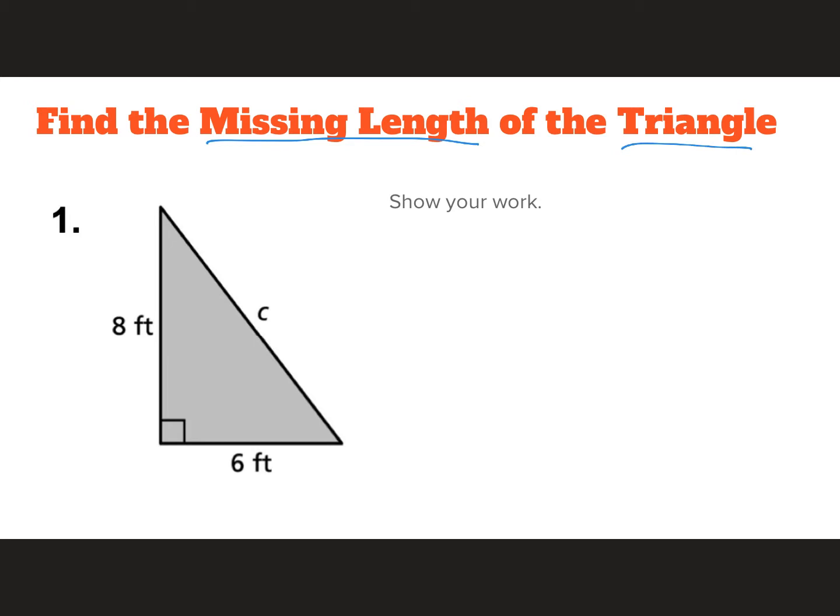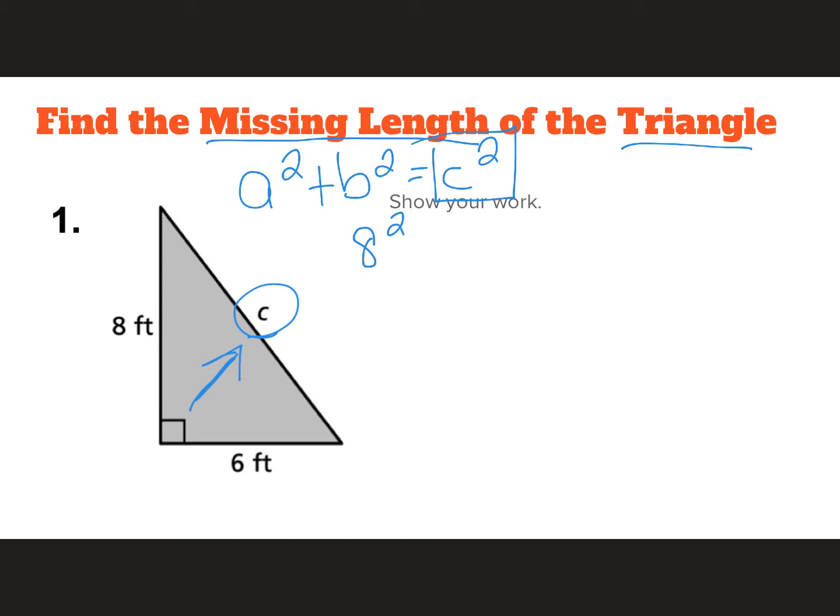The first thing we have to do when looking at this triangle is know that we're going to be using the Pythagorean Theorem, which is a squared plus b squared equals c squared. We're going to show all of our work. First, decide which side is missing. The side across from my right angle is my hypotenuse. My hypotenuse is always going to be on the other side of my equal sign. So in this case, I have 8 squared plus 6 squared equals c squared.